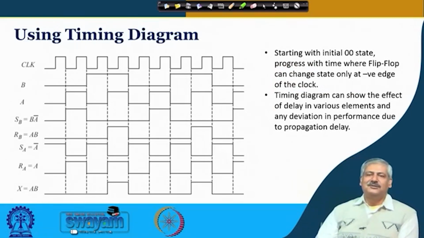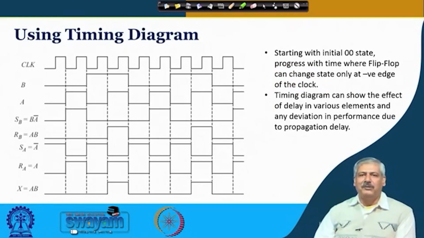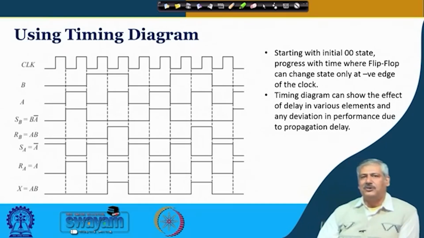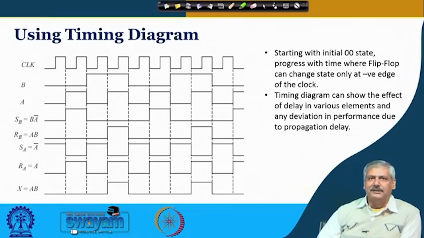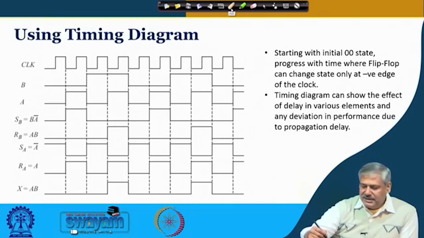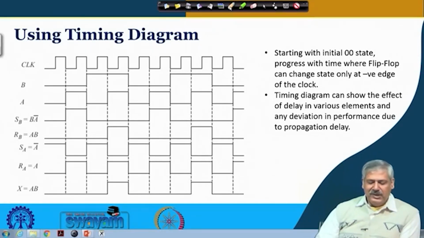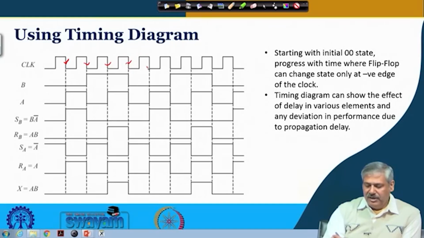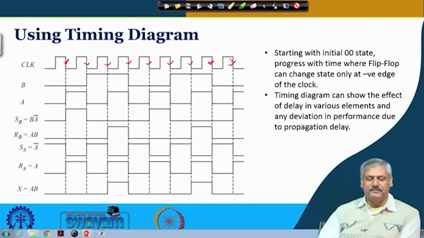Now, in the representation of the flip flop, we said that the timing diagram is very useful, but we did not take it up. Now, here we can see how the timing diagram comes into play. We consider that this is the clock and it is getting triggered at the negative edge of the clock. So, whenever a negative edge comes, the flip flops can trigger, right.